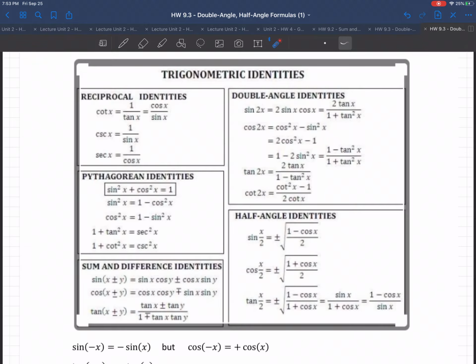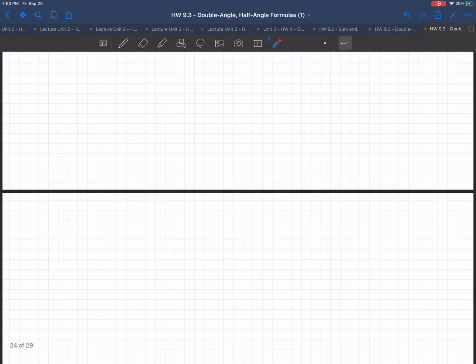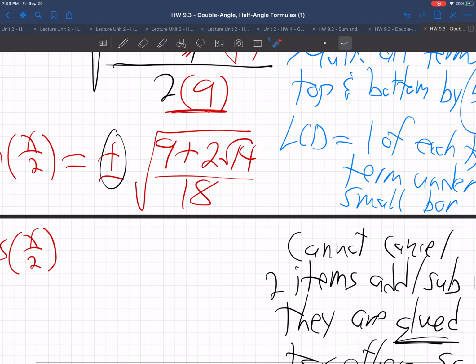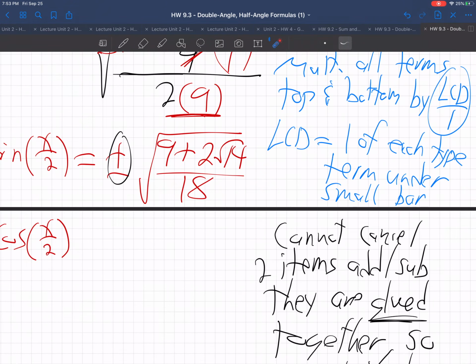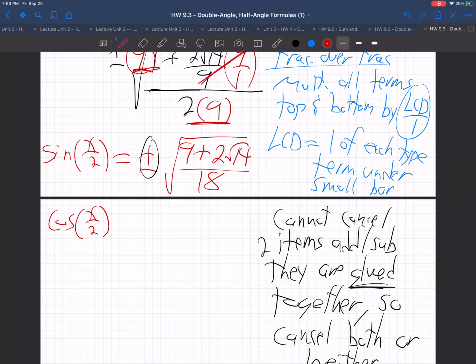Cosine x over 2, there it is right there. It's almost the same exact thing. So, in fact, it is the same thing. It just has the opposite sign in the middle. So, you know what? We could just jump to it. Let's do it. I don't want to do this whole thing.